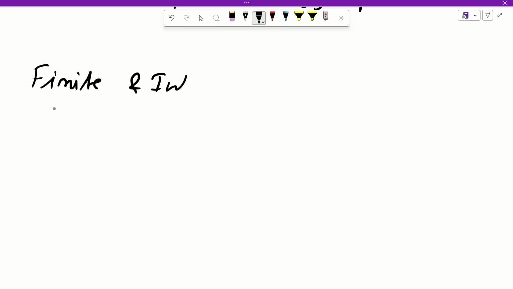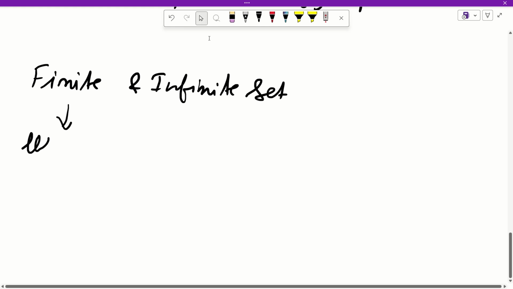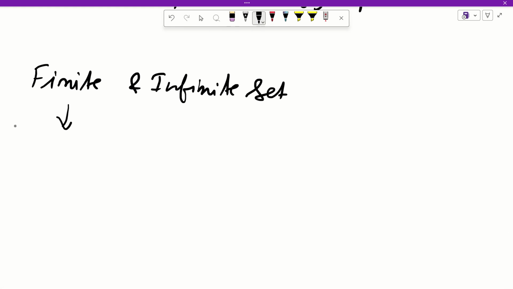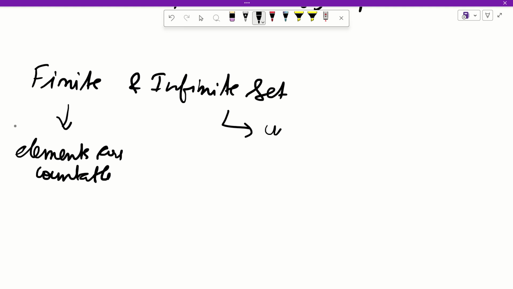Finite and infinite sets. Finite means the elements are countable. Infinite set means the elements are uncountable. Okay.